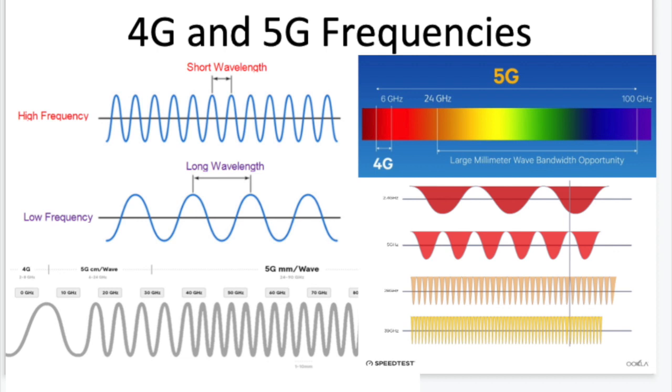To the left, you'll notice low and high frequency graphs. The 4G networks utilize low frequency signals, which have long wavelengths. These frequencies require much less energy and therefore are able to travel a great distance, as well as having the ability to penetrate surfaces like those used in the construction of this building.